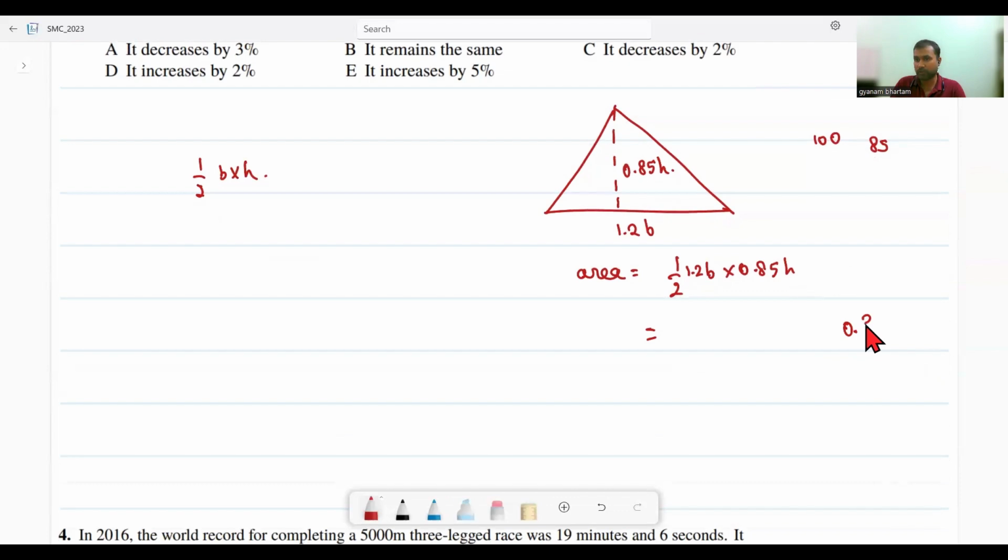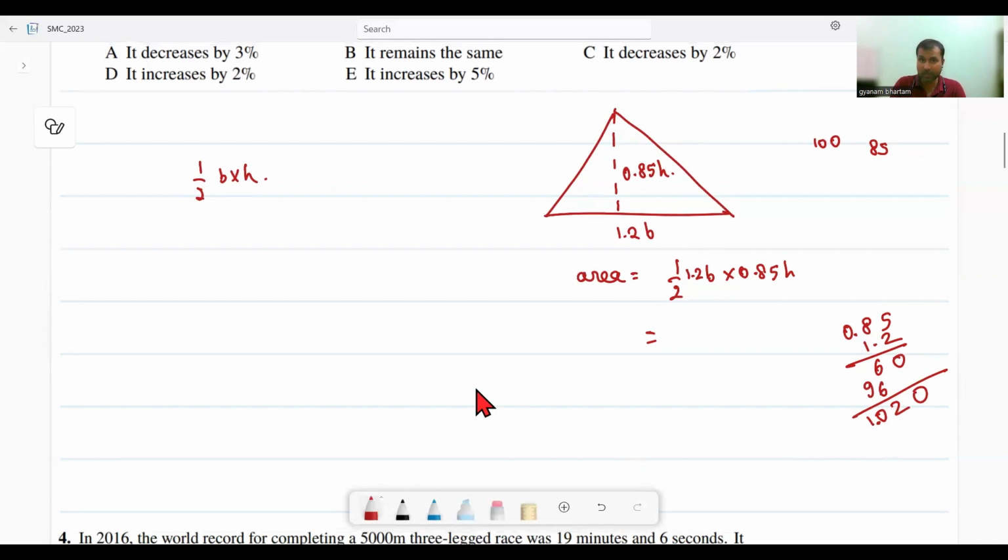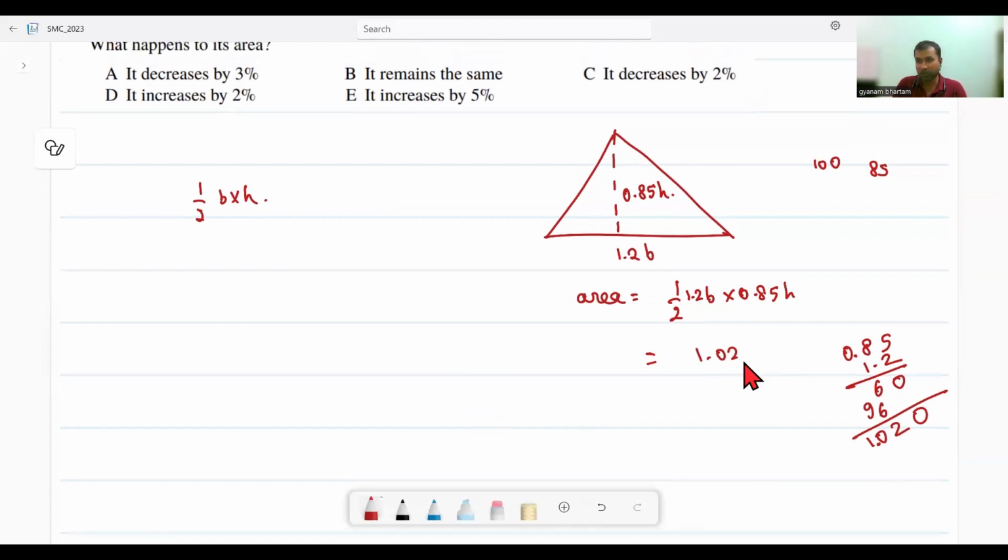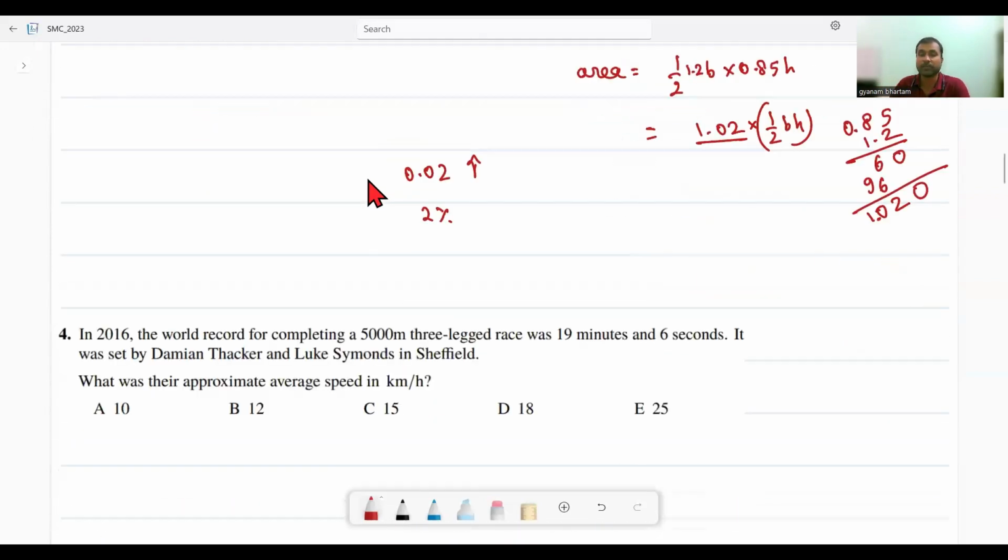So 0.85 into 1.2 gives 1.02. So it's increasing: 1.02 times half BH. Since it's more than 1, it increases, and how much? 0.02 increment. If you multiply with 100, you get 2%. So it should increase by 2%. Yeah, this one. I thought it decreases only here. Okay, next one.